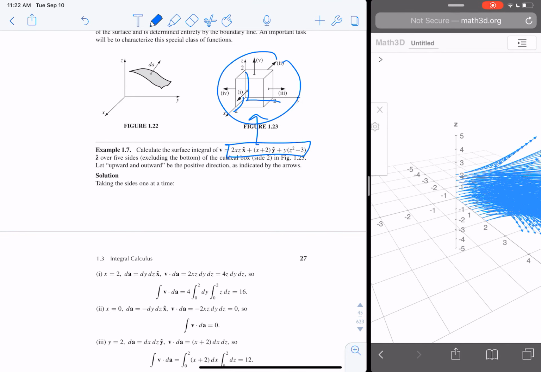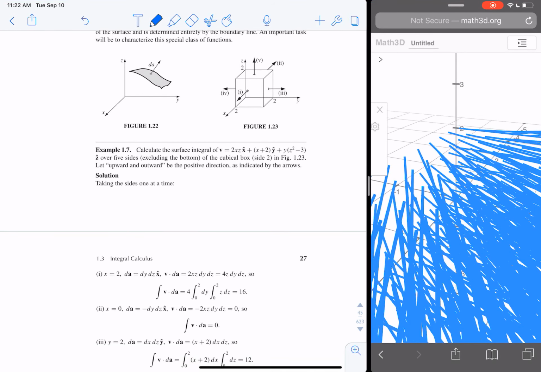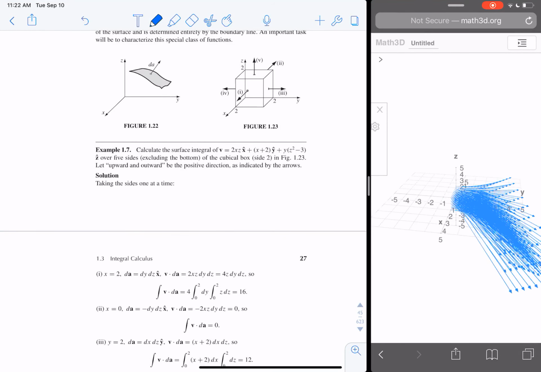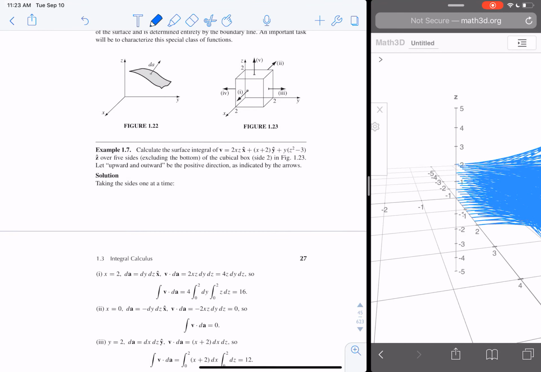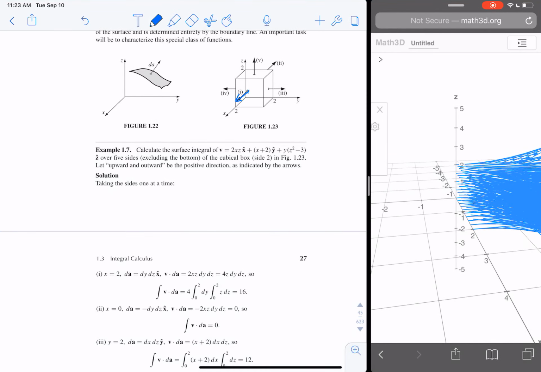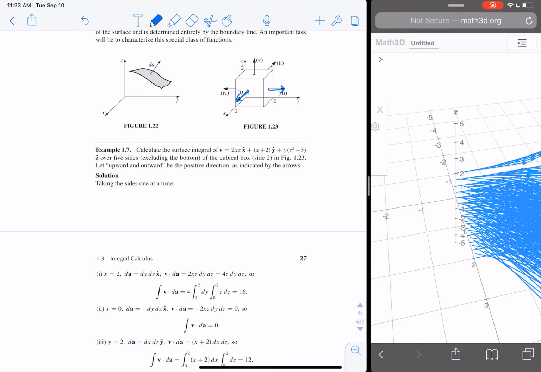We're trying to add up all the components there. Okay, look at how cool that is. We want to calculate the surface integral. We want to integrate the amount of flow coming out of each one of these surfaces. So this dA vector is in the x direction. This dA vector is in the y direction. This dA vector is in the z direction. So those are very simple vectors.